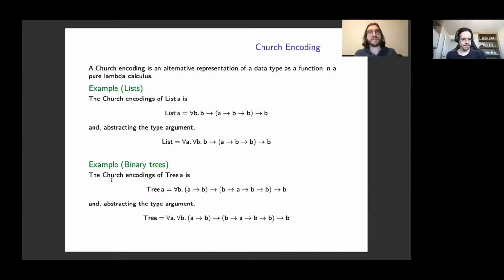Similarly, we can represent the type of perfect trees via its Church encoding, where the term A arrow B is associated to the leaf constructor and the term B arrow A arrow B is associated to the node constructor. By abstracting over the type argument, we also get a Church encoding for the type constructor tree.